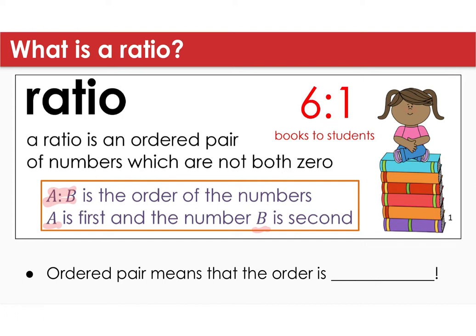So for instance, in our example up to the right with the books, we have 6 books to 1 student. An ordered pair means that the order is important.